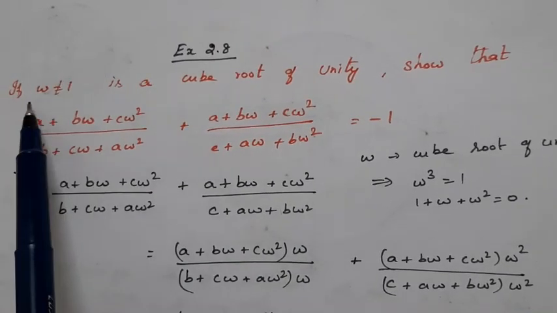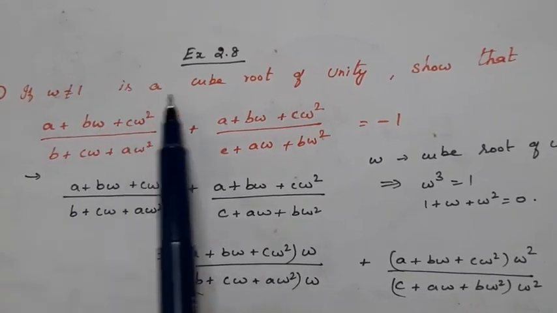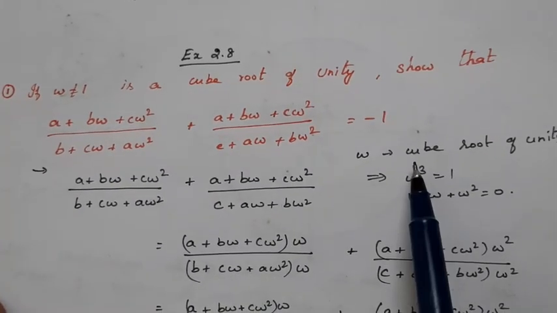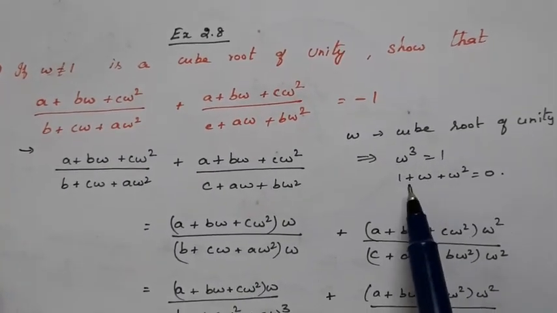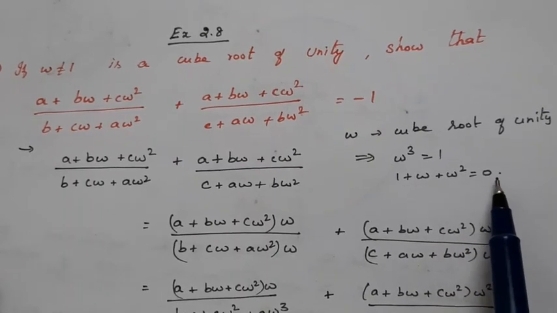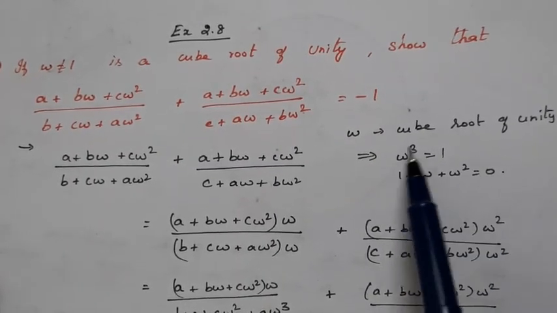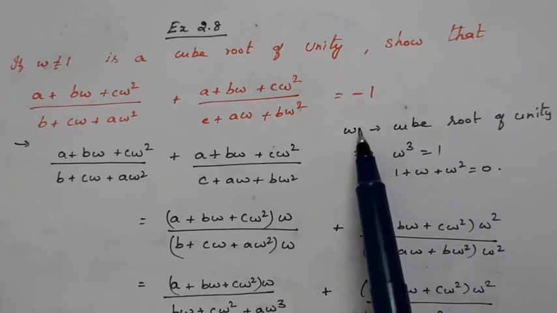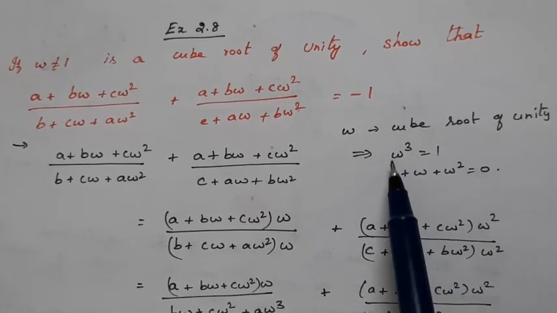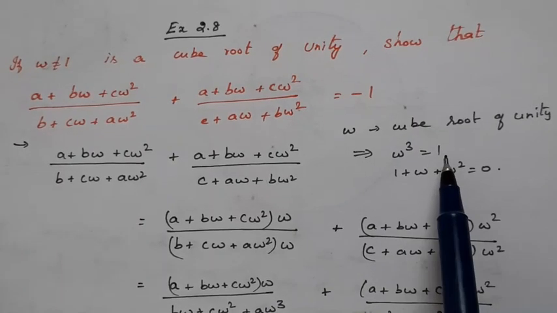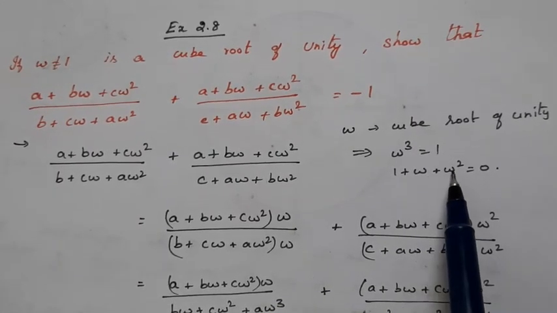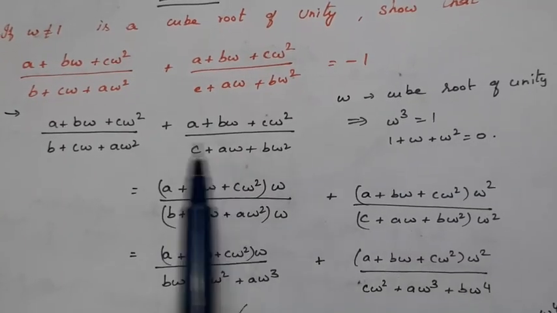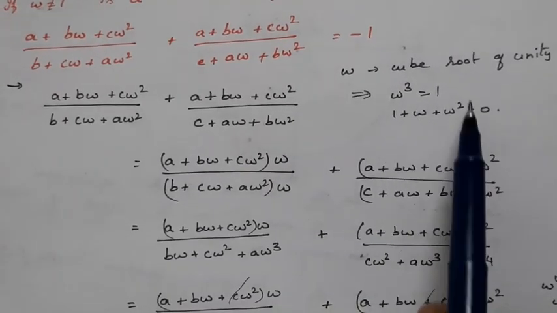Whenever you come across the statement omega not equal to 1 is a cube root of unity, immediately you can write omega cube is equal to 1 and 1 plus omega plus omega squared is equal to 0. We are going to use this during the execution of the problem often. So, whenever you see omega as a cube root of unity, remember the two conditions: omega cube is equal to 1 and 1 plus omega plus omega squared equal to 0, that is, the sum of the cube roots is equal to 0. Now we will use them wherever it is required.